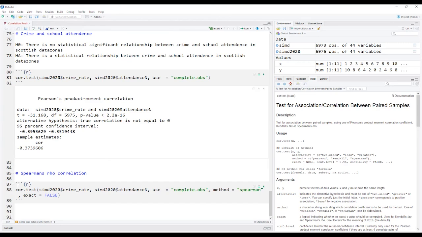Let's have a look at the code. It's almost identical to the Pearson's. However, we use the method equals Spearman function, and the exact equals FALSE argument to avoid a warning message as some data zones may hold the same value.